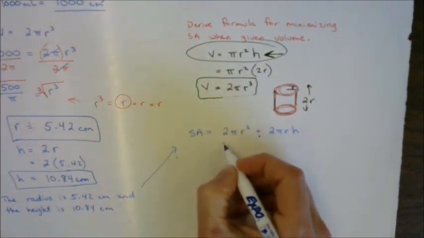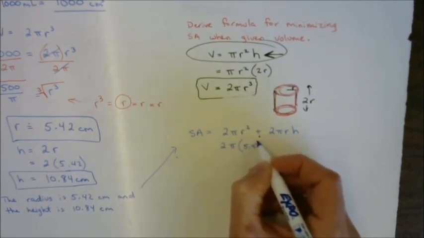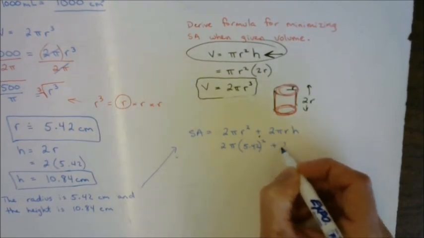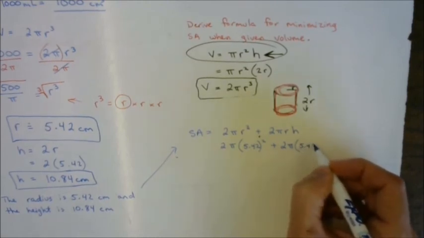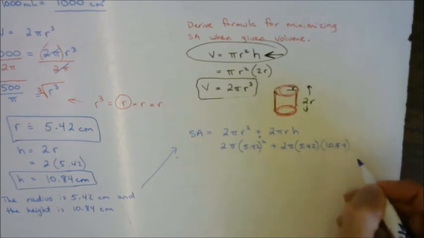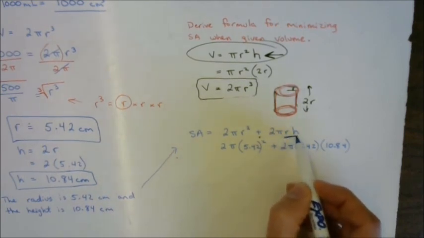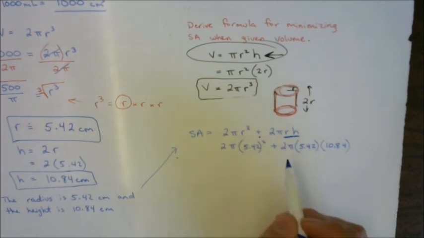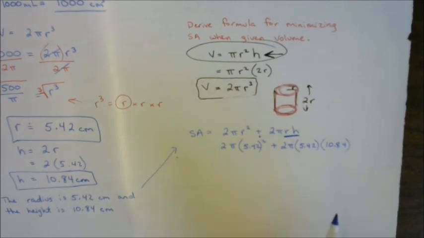Here we go. 2 pi, and the radius is 5.42, and we're going to square that. And then separately we're going to add 2 times pi times r, which is 5.42, times h, which is 10.84. Now, if you're real quick, you could look at this and say, because h is 2r, this is actually 3r. You don't need to know that, but it would be just 6 pi r, which would get us the exact same answer. So we're done.